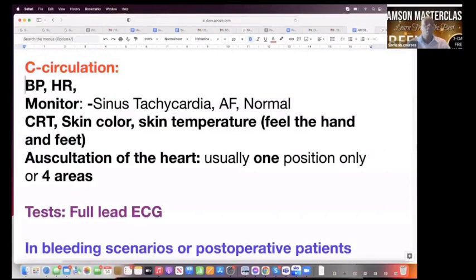Okay, I can see your blood pressure is low, your heart rate is high. Your monitor shows atrial fibrillation, which means an irregular heartbeat. Can I feel your pulse? You check the pulse now. Okay, skin color, capillary refill.